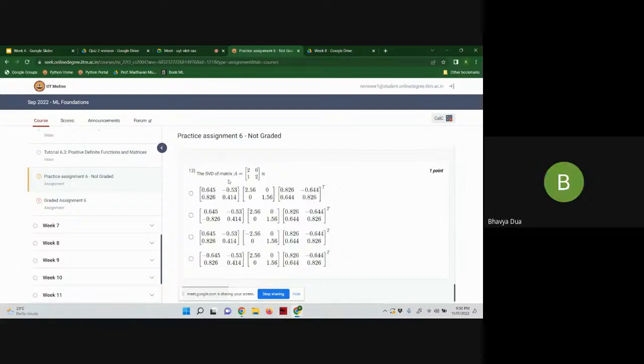Okay. Yes, sir, this question. Okay, you're not able to do this. Am I correct? Yes, sir. I got the sigma matrix, but I wasn't able to get the other two. So can you quickly mention the steps as well, for this SVD?